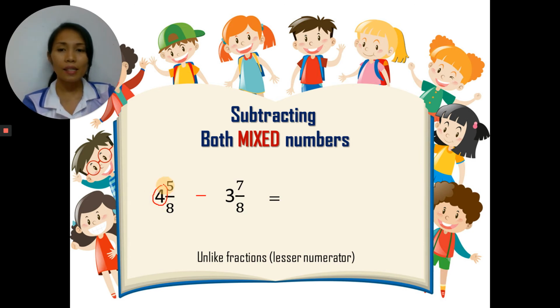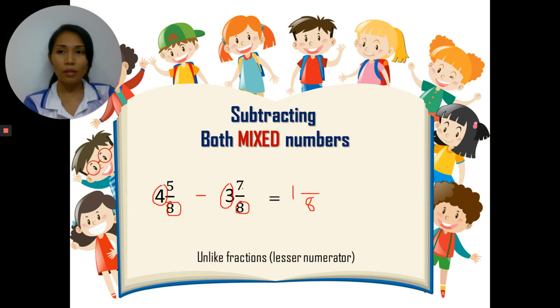Okay, again, let's separate the whole number. 4 minus 3 equals 1. Now let's deal with the fractions. Denominators are again the same, so they are like fractions. We'll just copy the like fractions. Copy the denominator of like fractions.